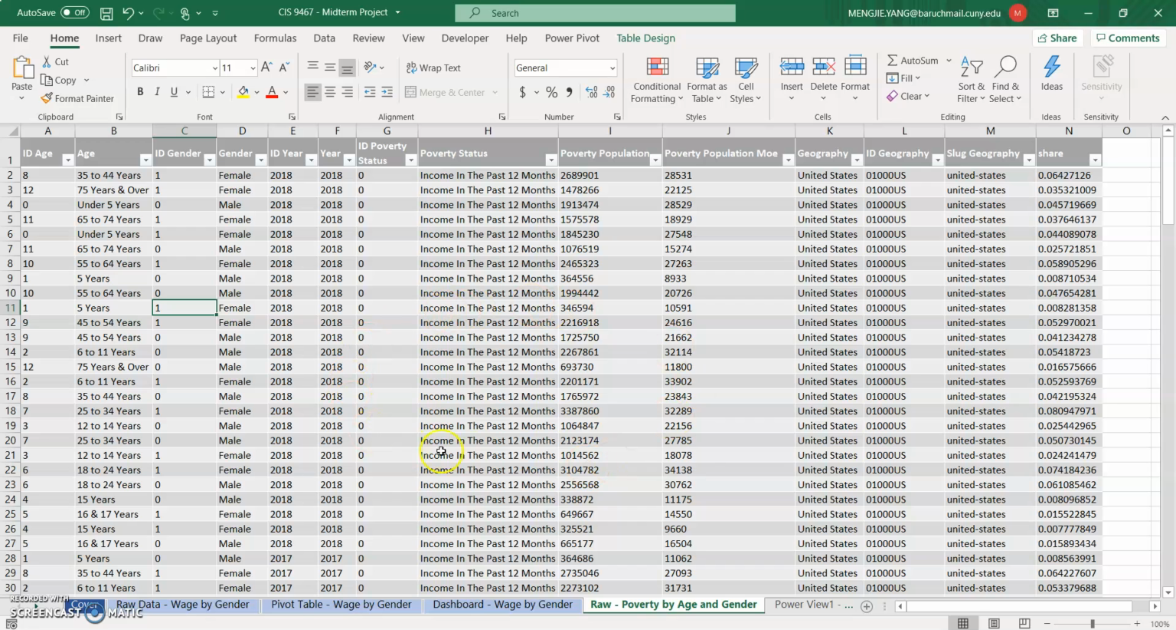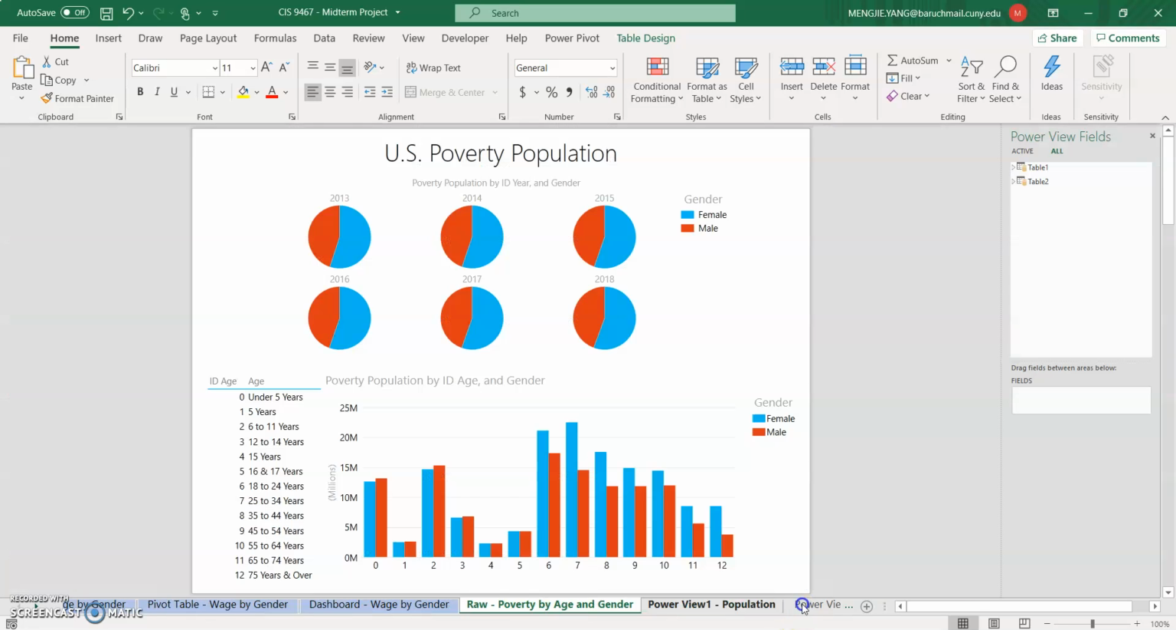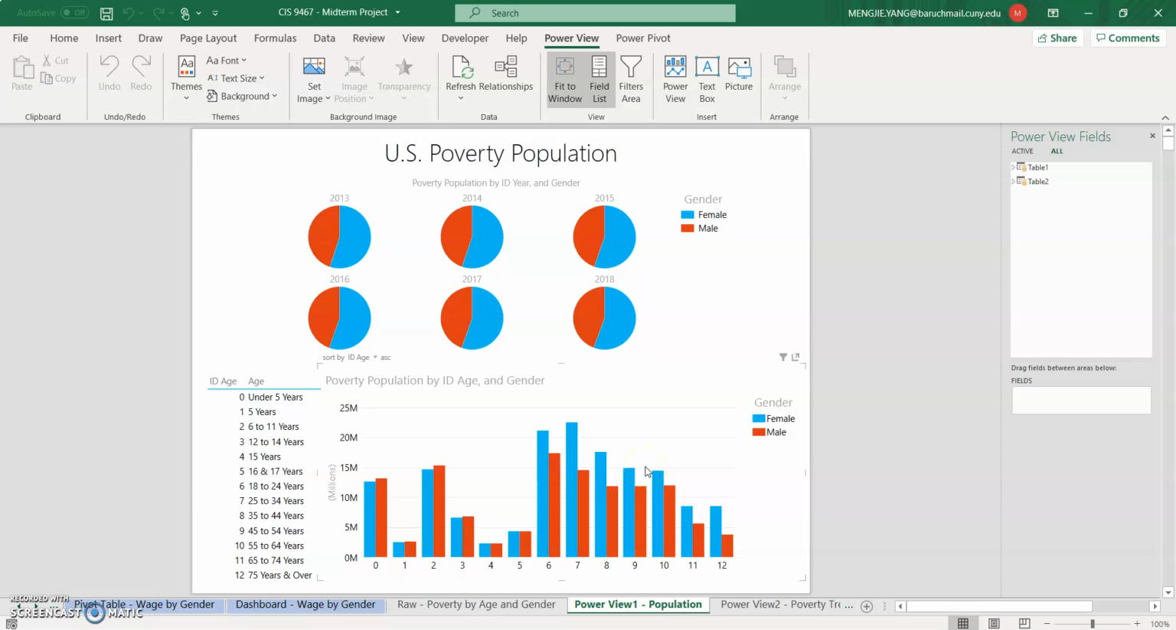For the second dataset, poverty by age and gender, I generated 2 Power View dashboards, each containing 2 charts. In the first dashboard, I used pie charts to show the poverty population by gender and year, as well as a column chart to show the poverty population by age and gender. From the analysis, we can see that more females are in poverty than males for every year, and there are more females living in poverty at all age ranges, starting at the age ID of 6, which is the age of 18.